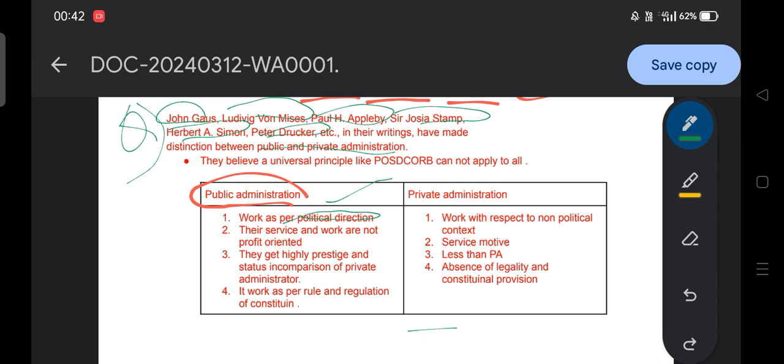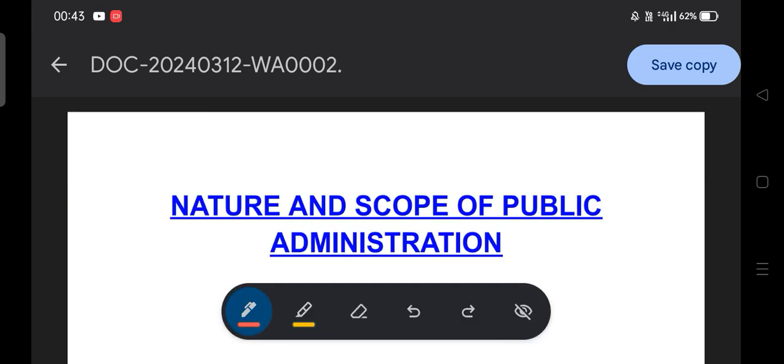Then public administration works as per rules and regulations. They function totally with respect to the norms and standards of our constitution. But in private administration, in the absence of legality and constitutional provisions, there is no such rule and regulation with respect to the constitution and other things. This is all about the nature and scope of public administration.